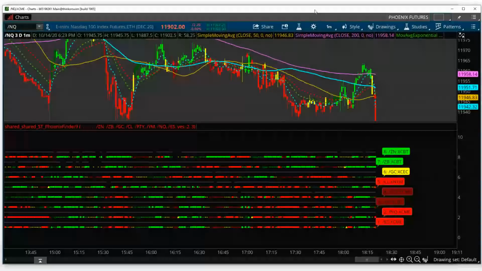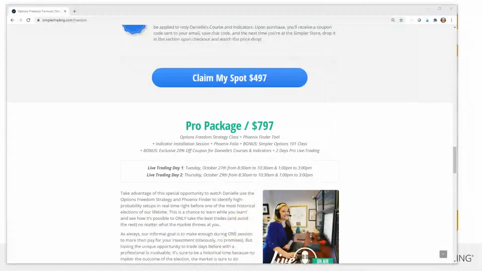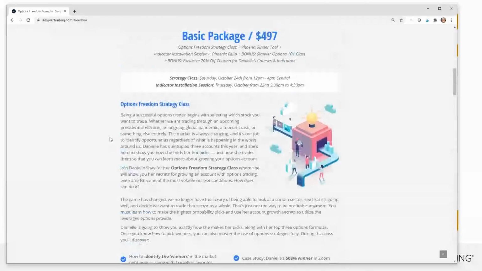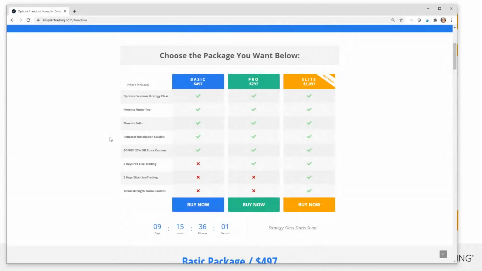So anyways, the mastery class, the mastery is completely different. I have an ongoing mastery program that meets every single month. It's actually meeting tomorrow. And this is a special class that is going to be on October 24th.